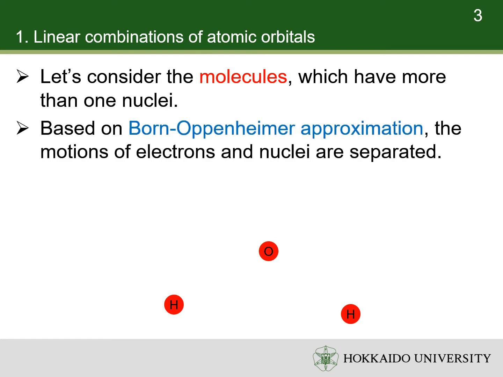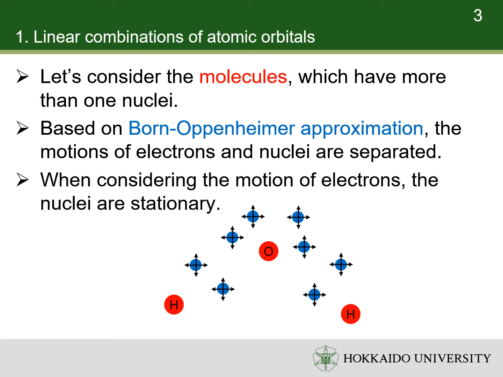To discuss the quantum mechanics of the molecules, the Born-Oppenheimer approximation is used again. It says the motions of electrons and nuclei are separated. When considering the motion of electrons, the nuclei are regarded as stationary.